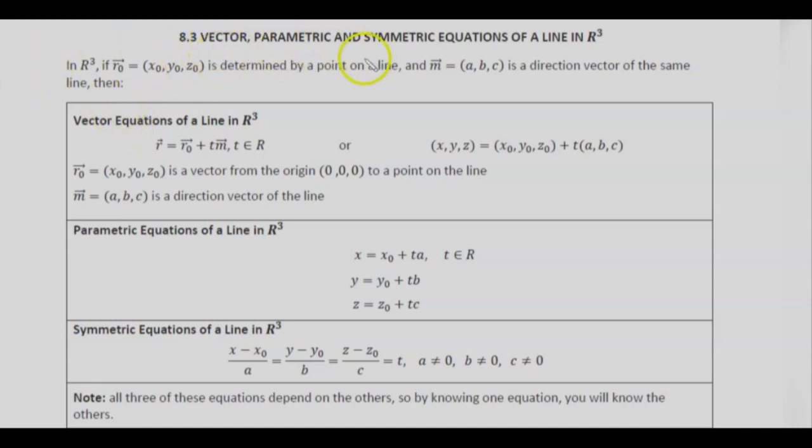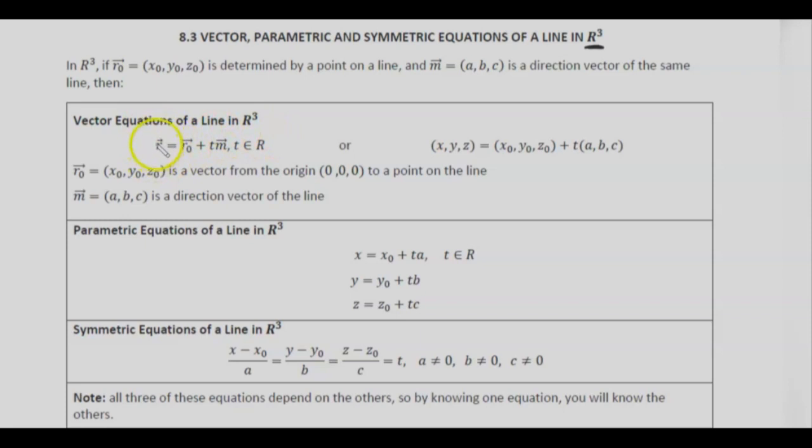8.3 vector, parametric, and symmetric equations of the line in R cubed. Okay, so now we're going to go from R squared to R cubed. So in R cubed, if the vector R naught equals x naught, y naught, z naught, is determined by a point on the line, and vector m is a, b, c, is a direction vector of the same line, then this is the vector equation of a line in R cubed.